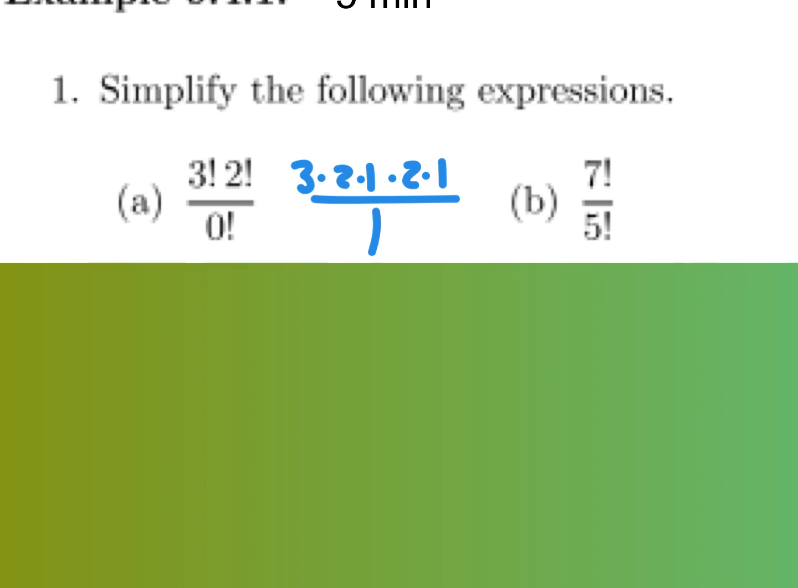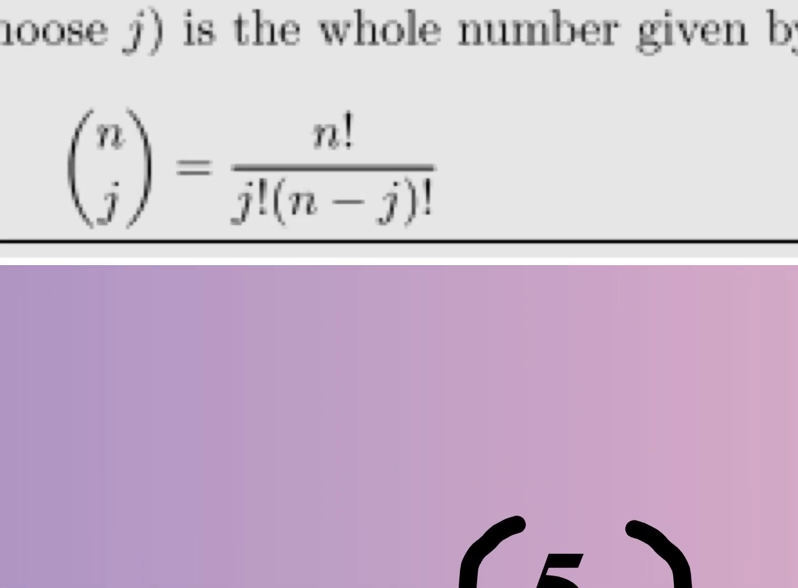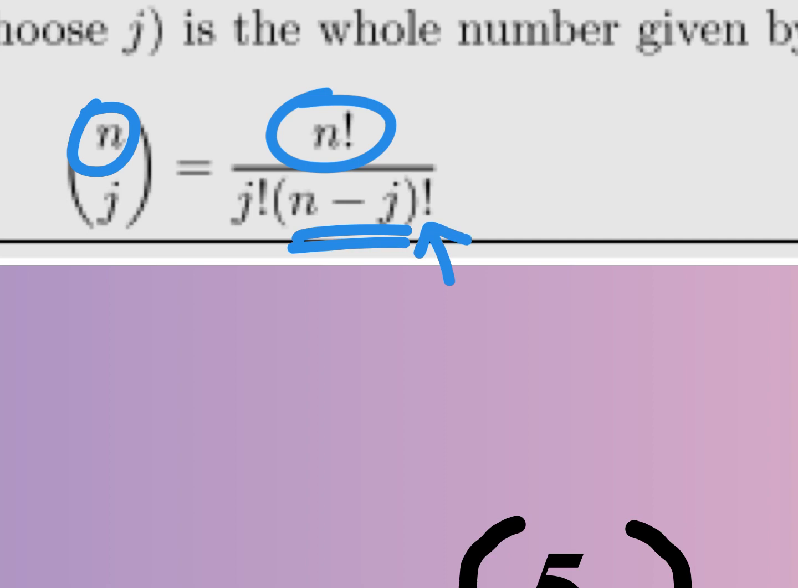Okay, good. Let's move on to the next page. What is that? Well, that is the definition that I showed you a second ago. You take the top one and put it on top as a factorial. Then you take the top minus the bottom, and that's a factorial. And you have an extra one of those on the bottom.